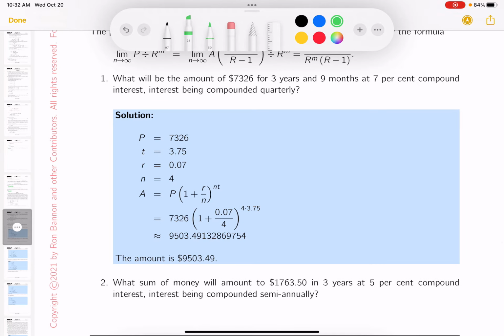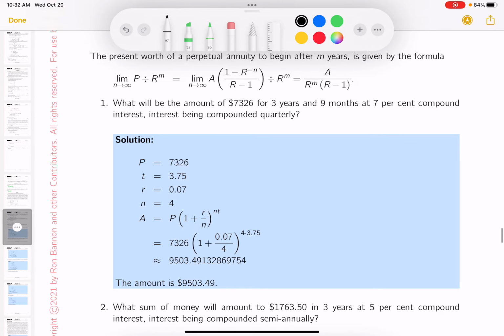So what I want to do is read the question to you. It says, what will the amount of $7,326 for 3 years and 9 months at 7% compound interest, being compounded quarterly, be? So I'm going to write this down, and probably write the formula down first. That's going to be principal, how much you invested, times 1 plus the yearly interest rate, I use an uppercase R for that, over the number of times a year it's compounded. And then the exponent is the number of times per year compounded, times the number of years.